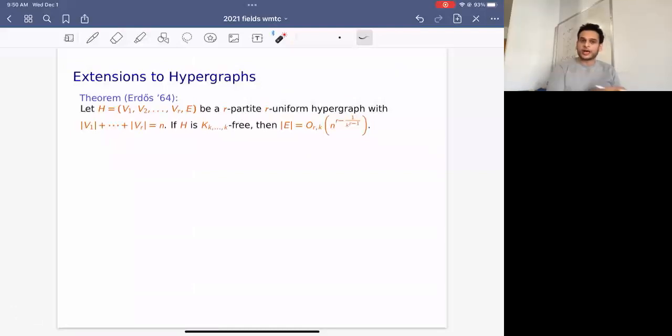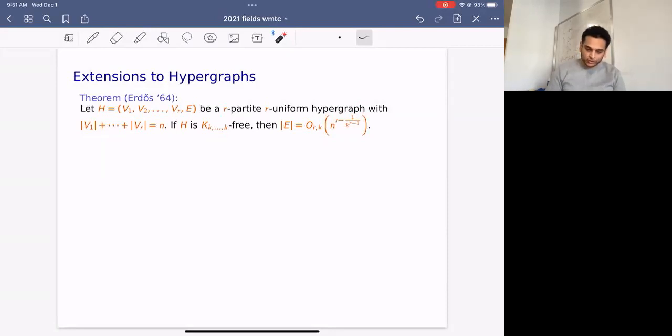So that was about graphs. There are extensions to hypergraphs, like r-partite, r-uniform hypergraphs for order relations. Here's a theorem of Erdős, which says that if you have an r-partite, r-uniform hypergraph, again with n total vertices, and it's K-free, meaning it avoids the corresponding complete hypergraph, then the number of edges is bounded above by some polynomial in n that depends on k and r.